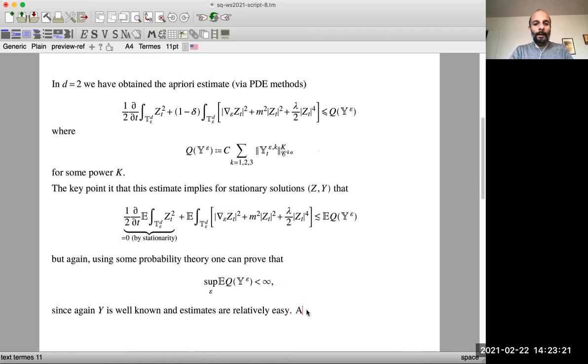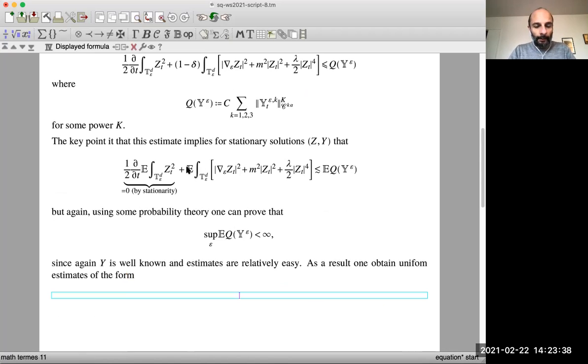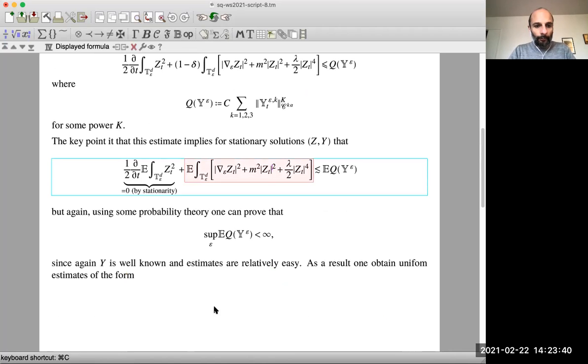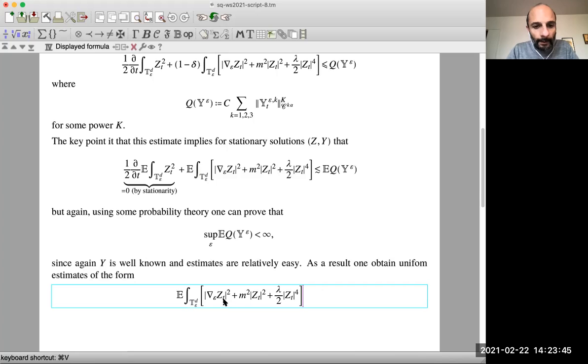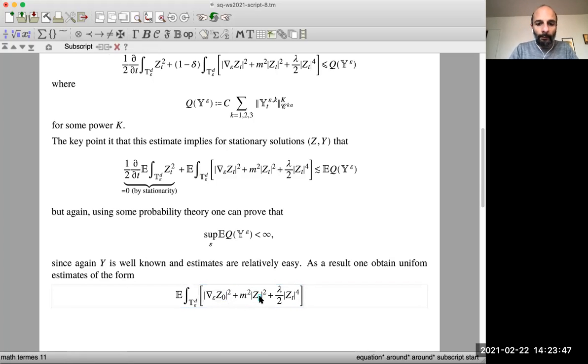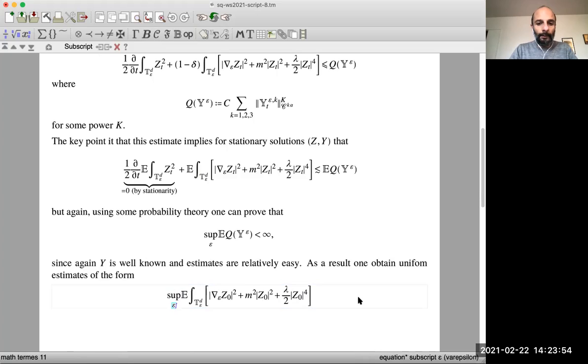Okay, as a result, one obtains uniform estimates of the form. Now you reread this. This is 0, so you have that, but now you obtain these uniform estimates, and you should imagine it in this way. Sorry, the integral, this is evaluated at any time, so you can evaluate even at time 0. I don't care, okay? So you have the supremum of this guy, it's finite.